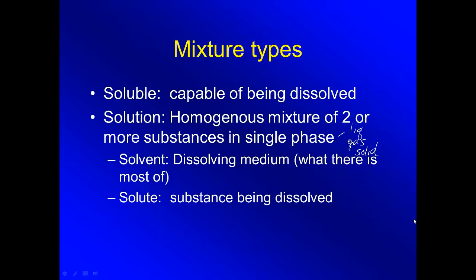Okay, so in a solution, you have two different parts. And again, vocab. Solvent, well, we've already talked about water being the universal solvent. So solvent is what is doing the dissolving. It's called the dissolving medium. Or if you're looking at percentages, it's what there's the most of. Okay, so solute is what is being dissolved. Sugar water: water is the solvent, sugar is the solute.